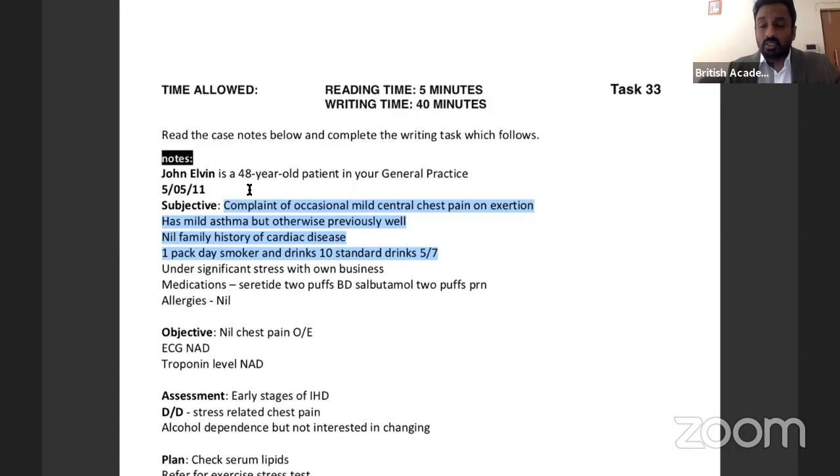The first visit made to your clinic was on 5th of May 2011, where he complained of mild central chest pain on exertion. He also has mild asthma, but was otherwise previously well. He's also a smoker and drinks 10 standards 5/7, that is 5 days a week. So you get to know about the patient, who the patient is and what his age is.